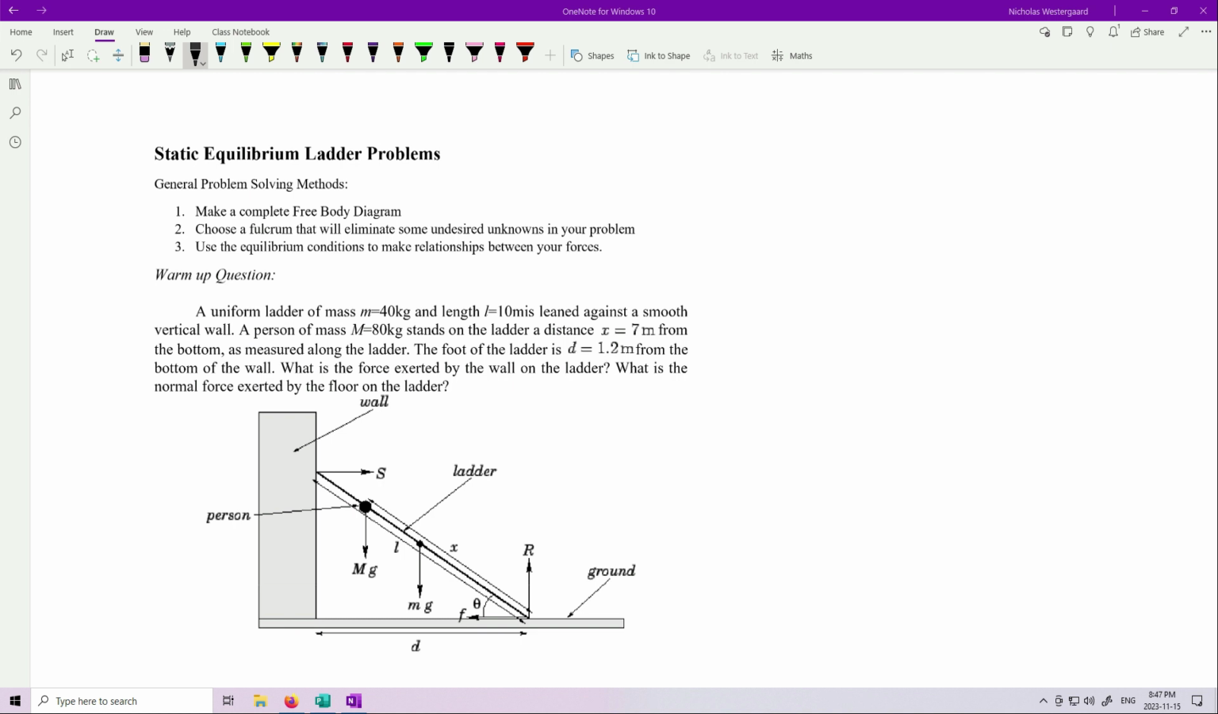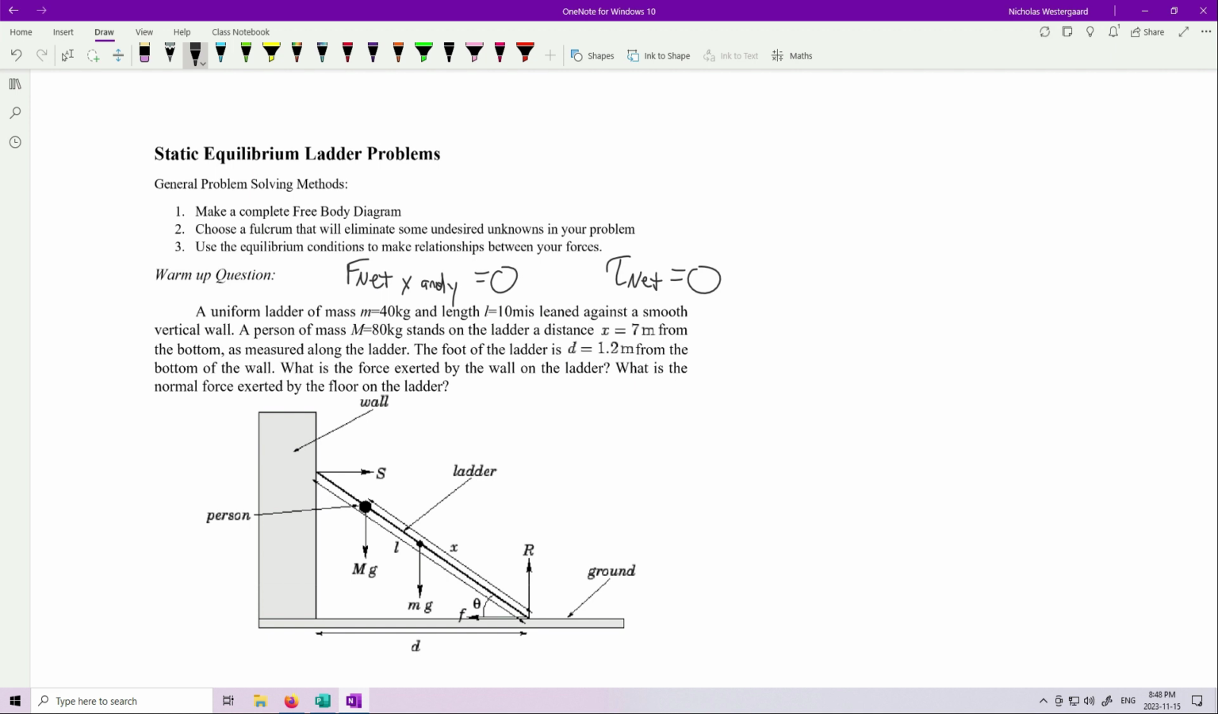Make your free body diagram, choose a good fulcrum, one that eliminates some of the unknowns, and use your two equilibrium conditions to make relationships. If you remember, your two equilibrium relationships are your translational equilibrium, where your F net for both x and y is equal to 0, and your rotational equilibrium, where the net torque is equal to 0. Balancing these two equilibrium conditions with a good free body diagram is going to be the way to do every single one of these problems.